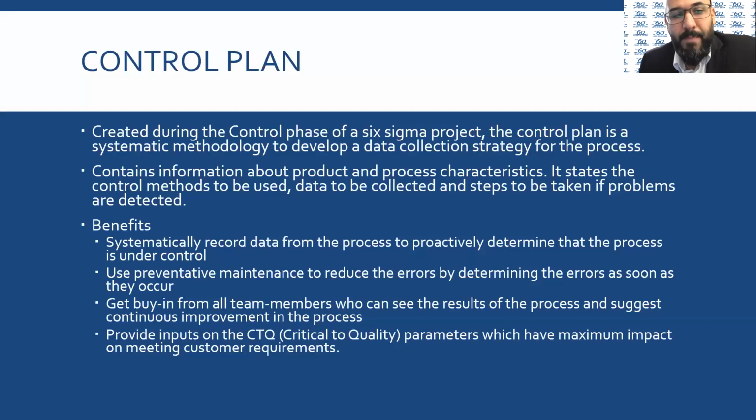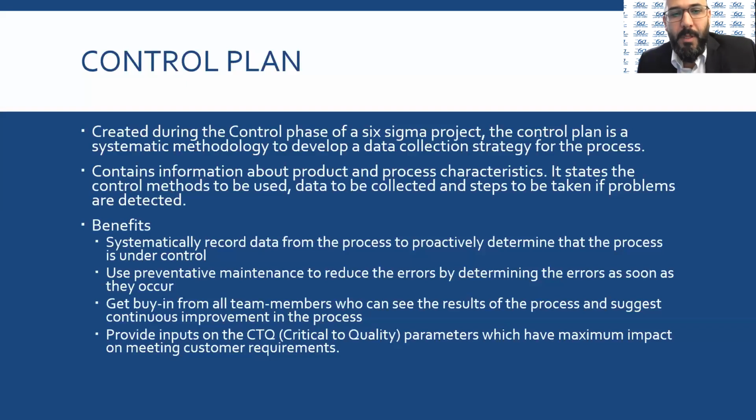Number three, you need to get a buy-in from all team members who can see the result of the process and suggest continuous improvement in the process. Sometimes when we work in a company with teams, it's really hard to find a buy-in, which means you can't find agreement or support from your team to implement solutions like this. But once they see the result and the benefits of implementing the Lean Six Sigma methodology and see the improvement in the process, they will agree to implement. So it is really important to convince the people that this is a very effective tool.